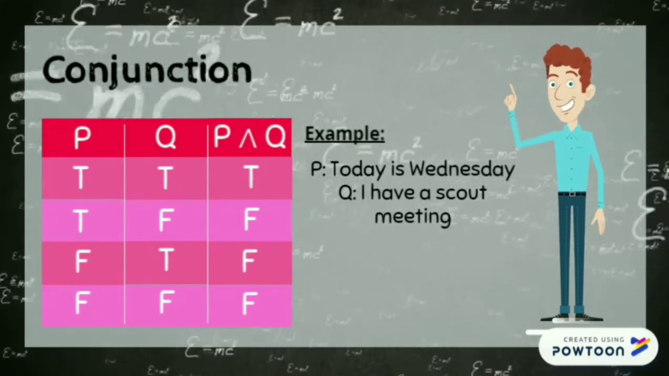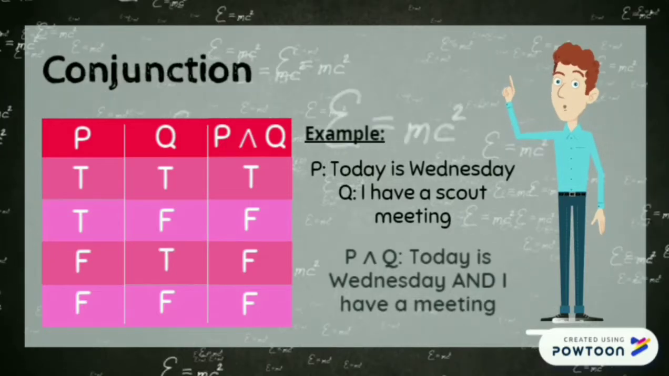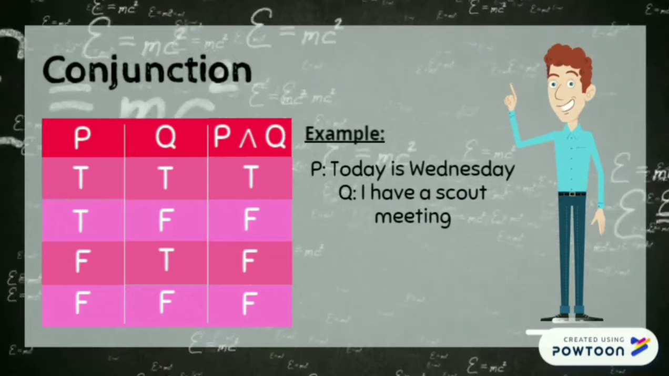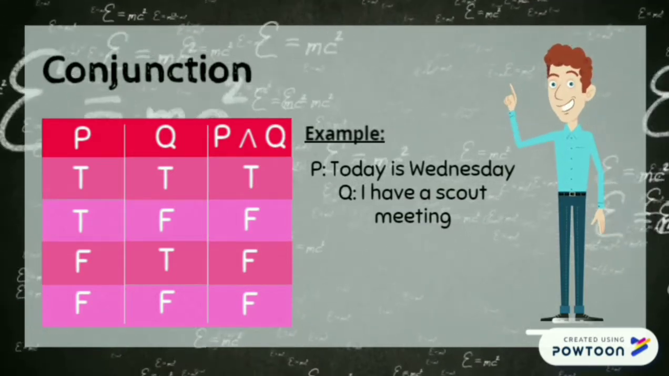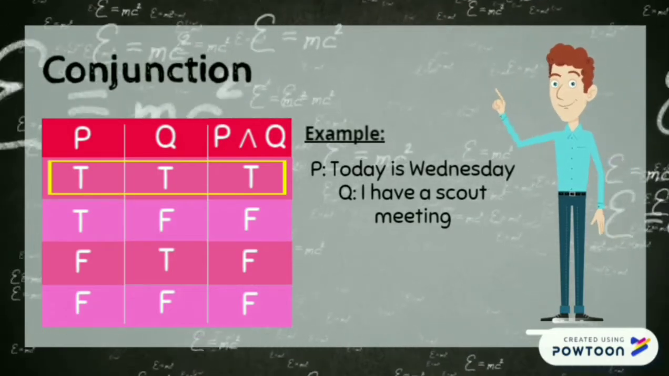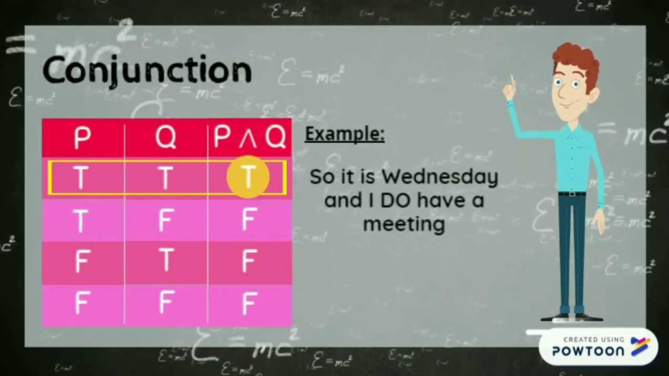So, we want to know if P and Q is true. In other words, today is Wednesday, and I have a meeting is true. We need to think through the 4 different situations that might happen here. 1. P is true, and Q is true. If we know 2 true inputs, then we know that P and Q is true. So it is Wednesday and I do have a meeting.